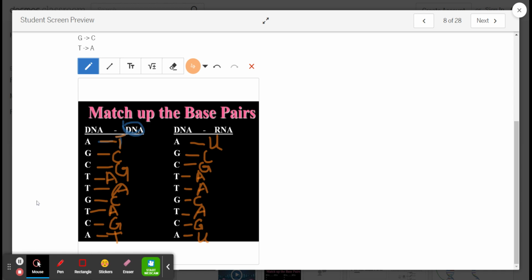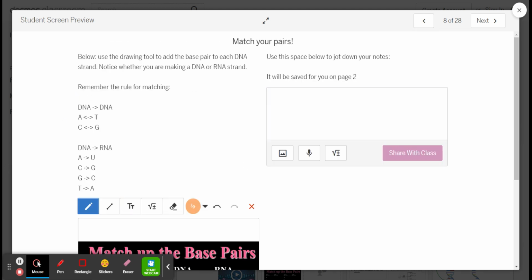Okay, so take a moment, notice whether your strand matches mine for DNA, and then double check whether your RNA matches my strand. If they don't, take a moment to review the pairs, right? A always goes to T, and vice versa for DNA, and C always goes with G for DNA. But if you're making an RNA strand, A is going to go to U, and then everybody else still is good to go. C is to G, G is to C, and then T is to A.